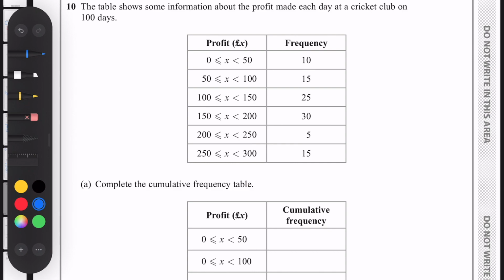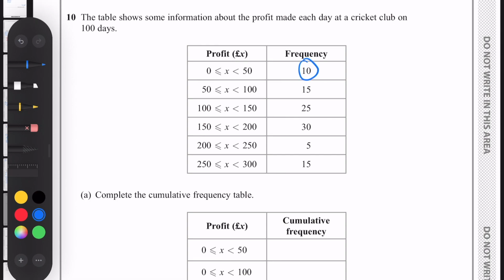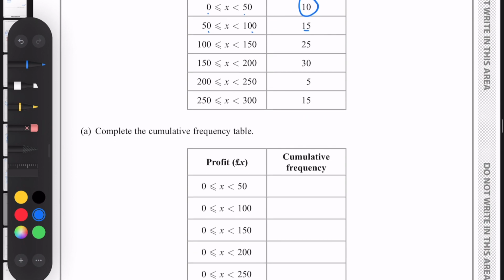Number 10. The table shows information about the profit made each day at a cricket club on 100 days. On 10 days, they made between 0 and £50. 15 days, they made between £50 and £100, and so on. And it says complete the cumulative frequency table below.